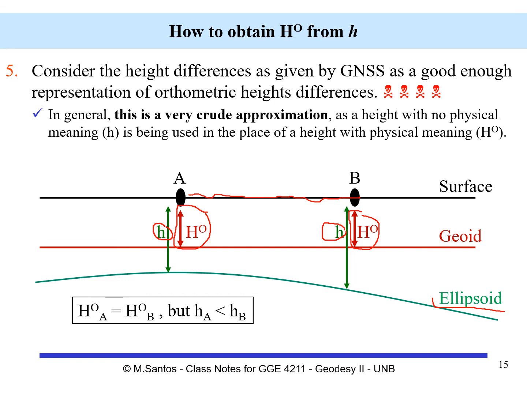So not just the numerical value of the geodetic height, the geodetic heights are different from the orthometric heights, but the numerical values of the geodetic height of A will, in all likelihood, be different from the geodetic height of point B. And that's what I am emphasizing here. So this is really not an approach that is recommended.